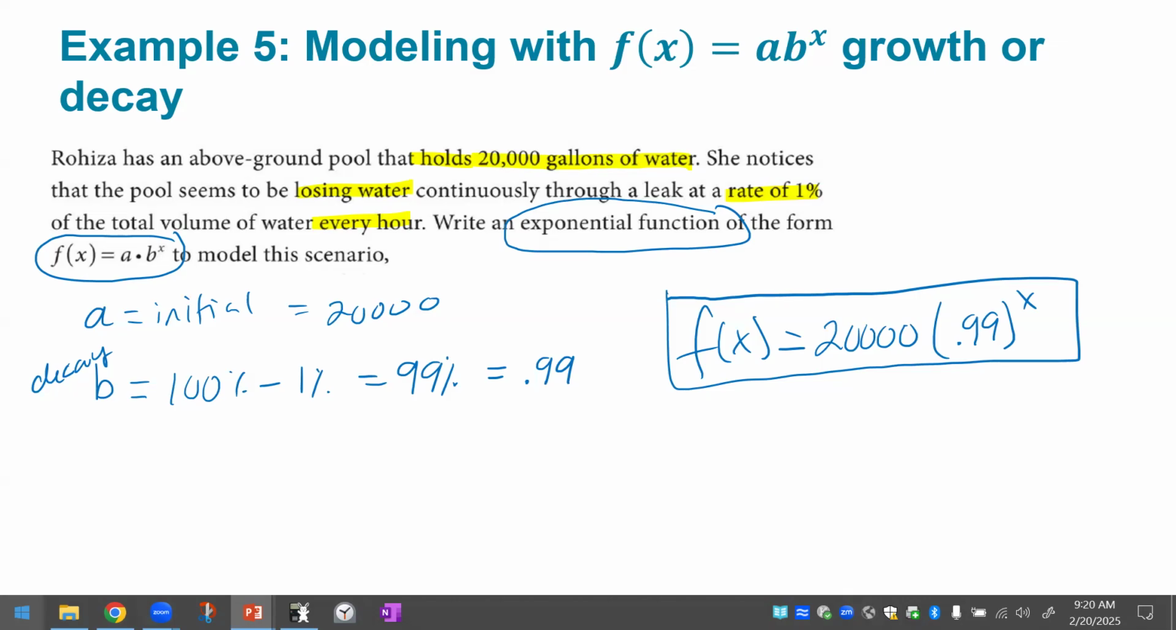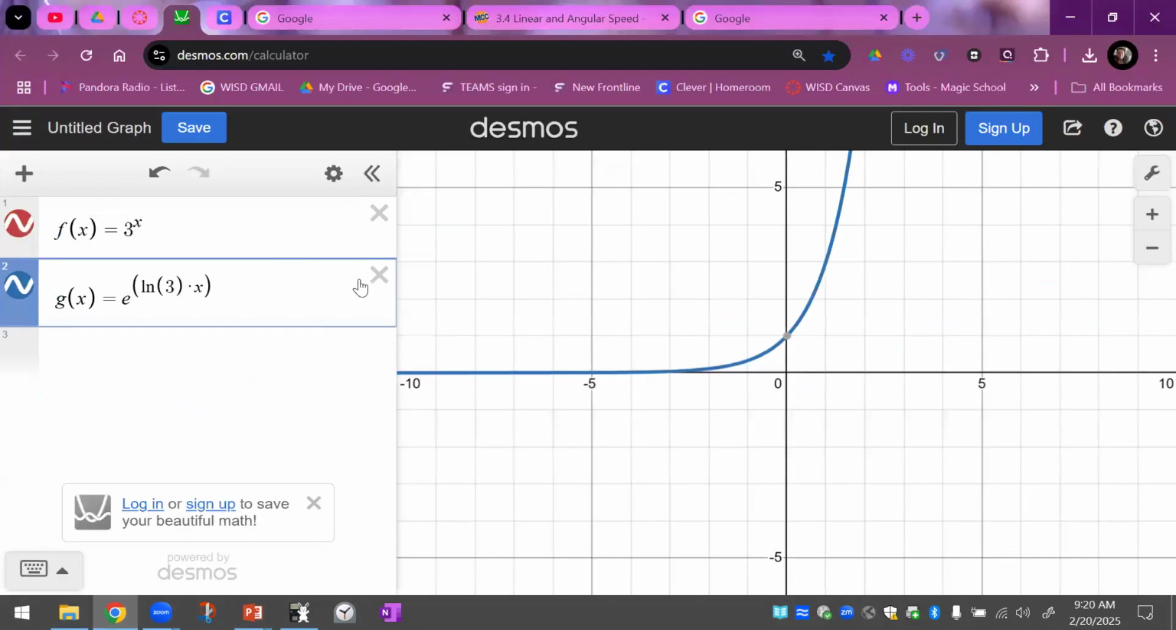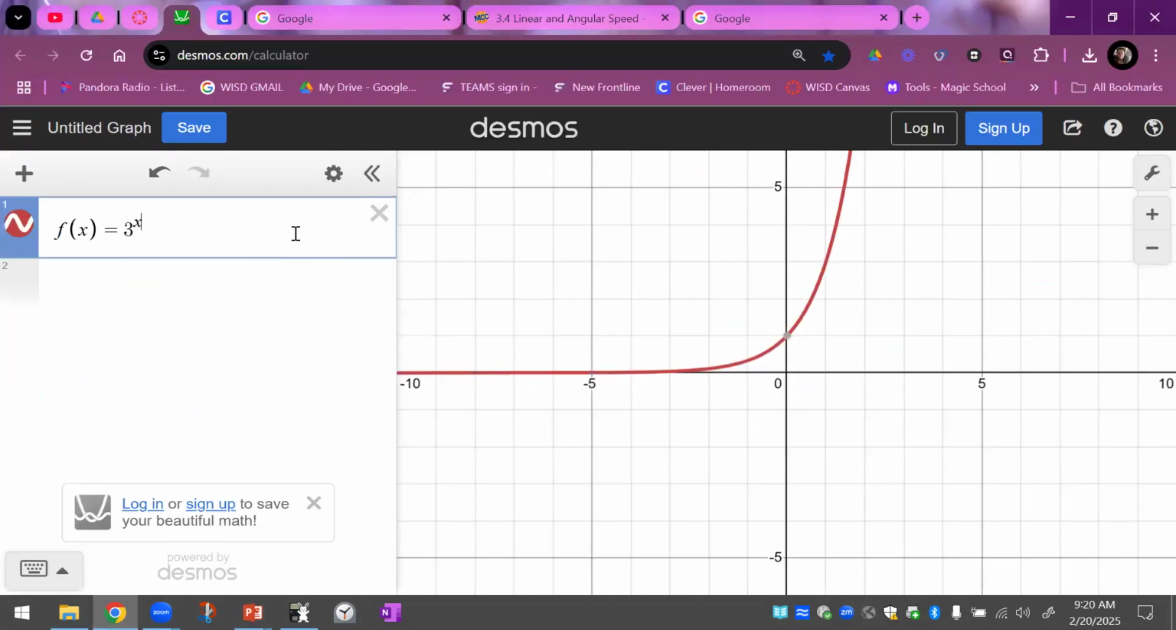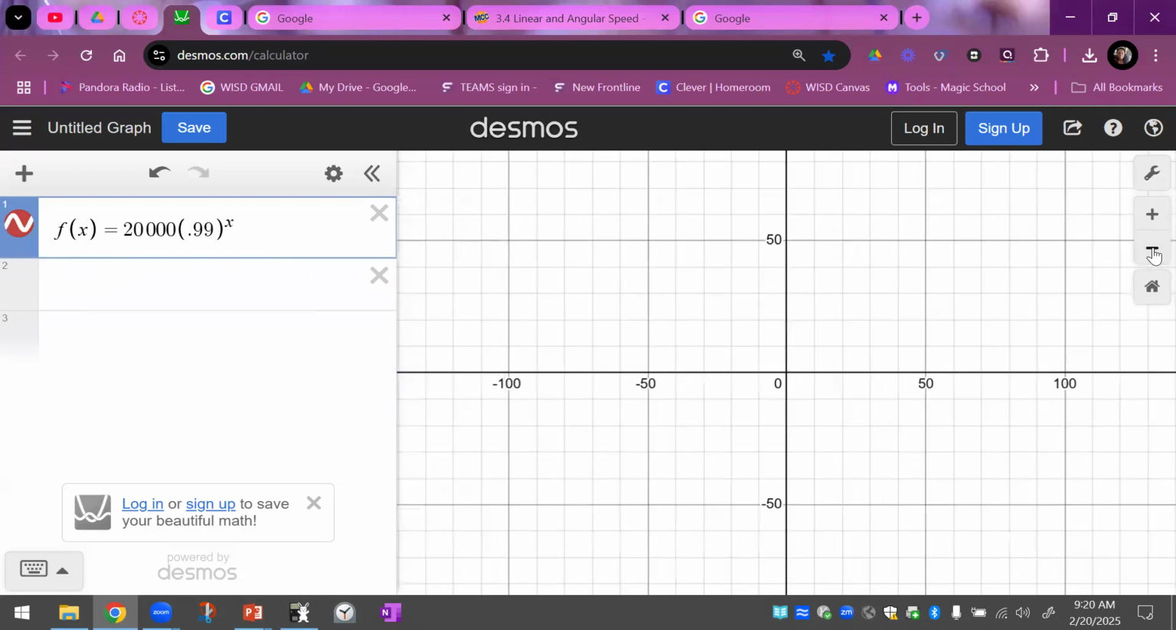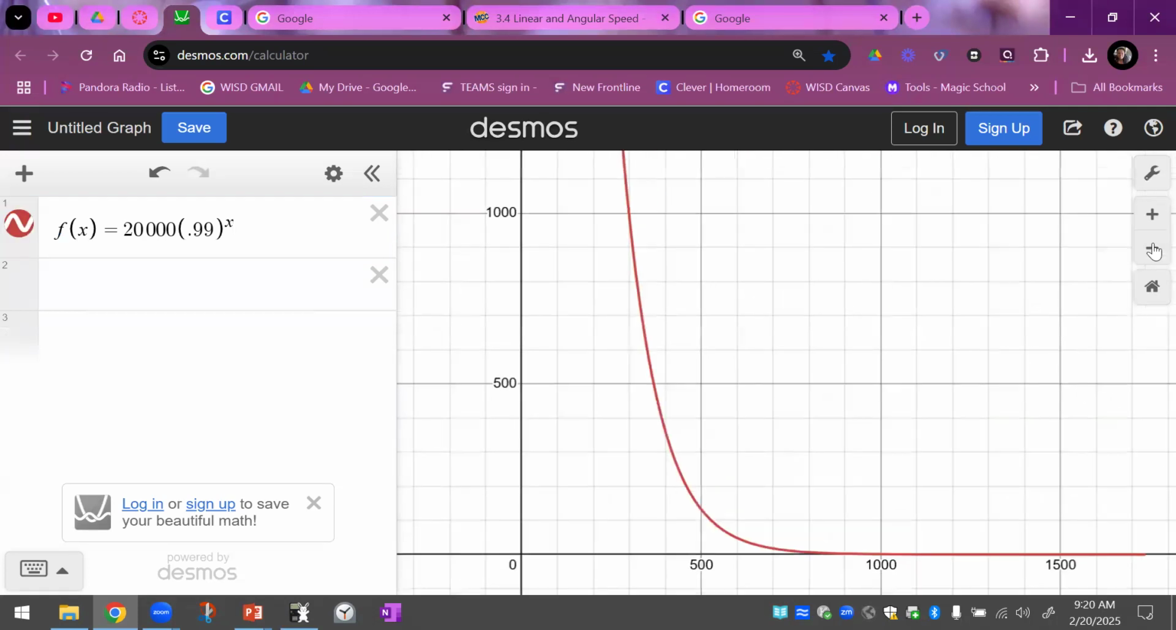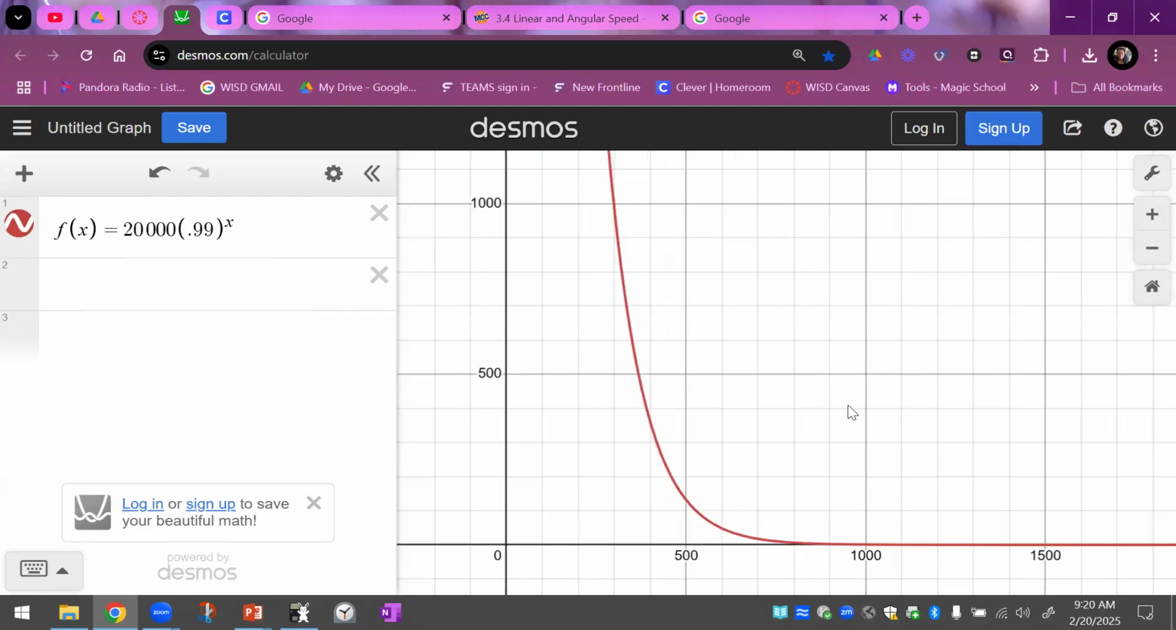Okay. The beauty of this is that if I wanted to actually calculate when she's going to run out of the water, I'm going to come over to here and I'm going to type in 20,000 times 0.99 to the x. I don't see it, so I'm going to have to do a little zooming out. But can you see that we were correct about it being a decay model? Yeah. And it's getting closer and closer. But at the rate that it's going, as you can see, it's going to take a pretty long time for it to be completely out, right?